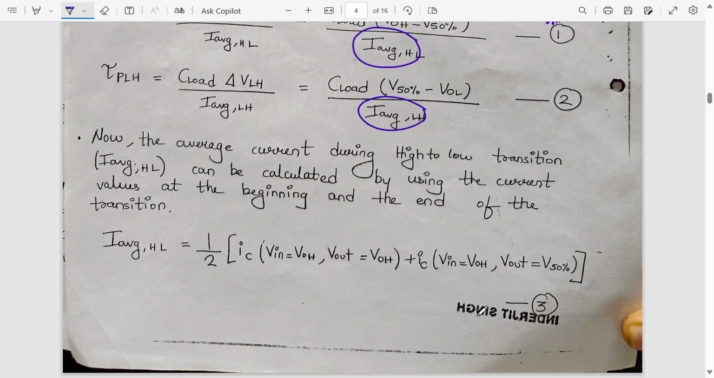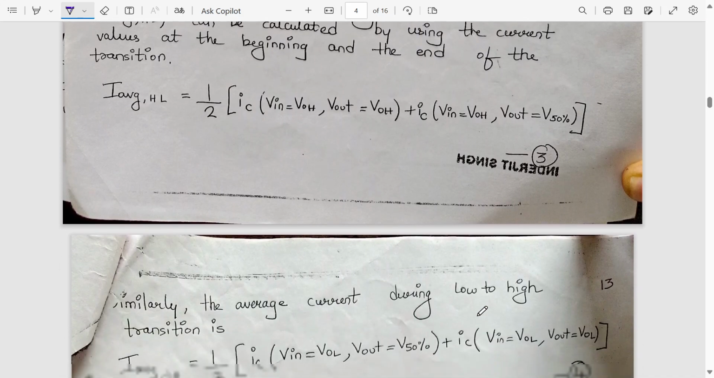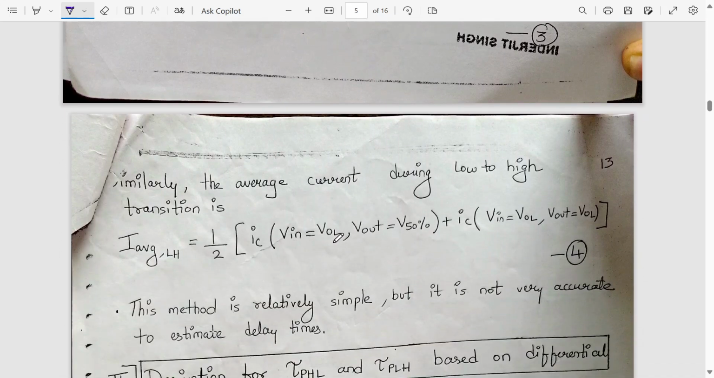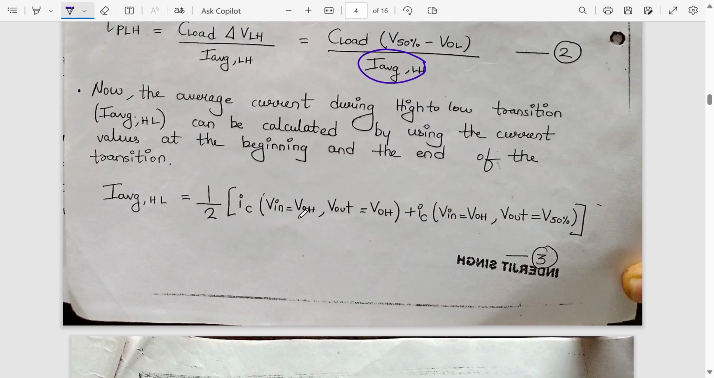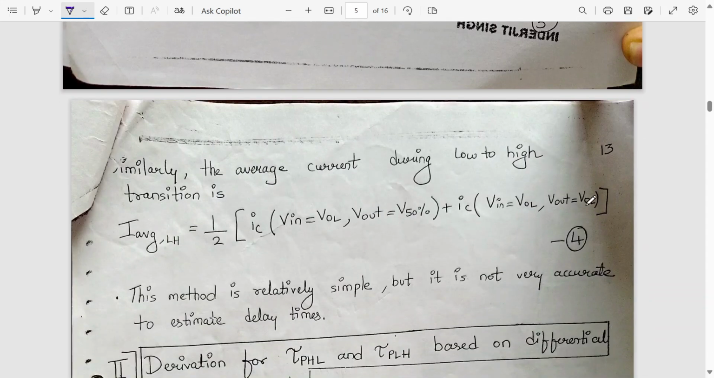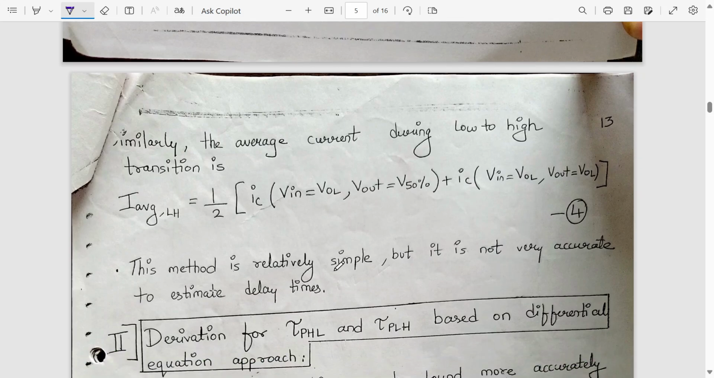Similarly, we will find the average current during low to high transition. Here the input is low and the output is high. Here the input is high, and the output goes from VOH to 50%, and here it is from 50% to VOL. These are the two formulas. This method is relatively simple, but it is not very accurate. The important thing to notice is that it is not at all accurate to solve with these expressions.